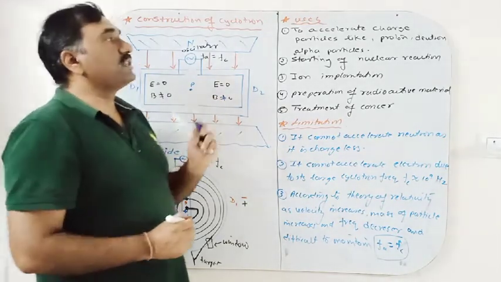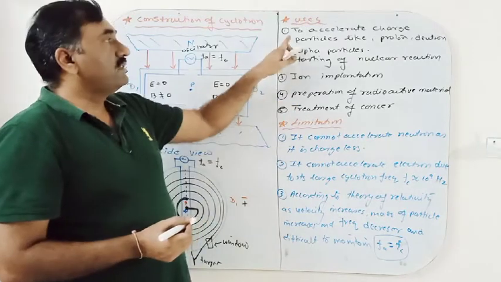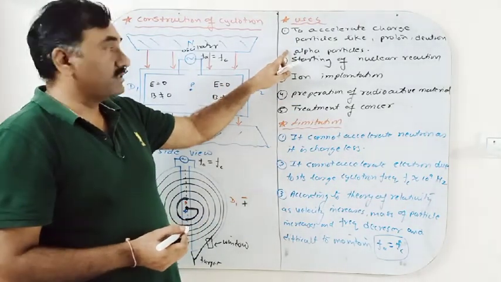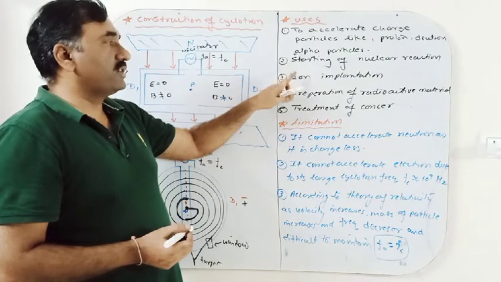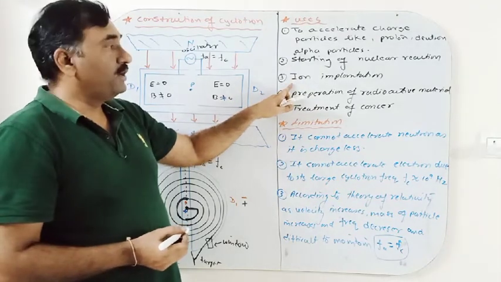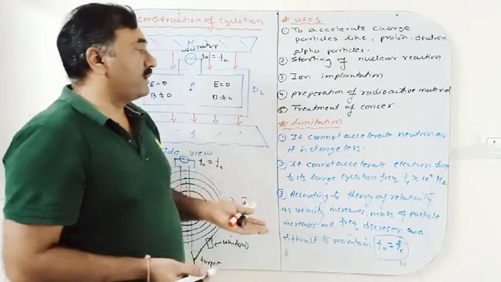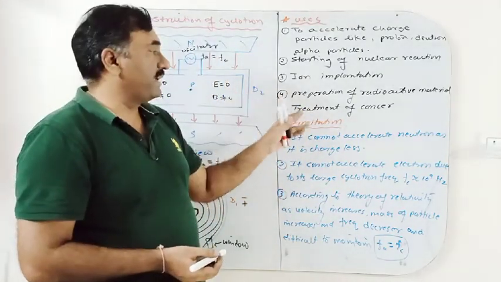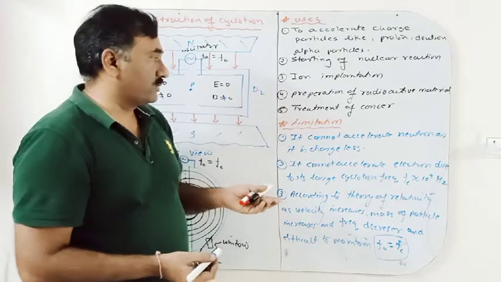Okay, now what are the uses of the cyclotron? To accelerate charged particles like proton, deuteron, alpha particles. Starting of nuclear reaction, ion implantation, due to which preparation of new radioactive material. In earlier days, in the 1930s and 40s, it was used for the treatment of cancer also.